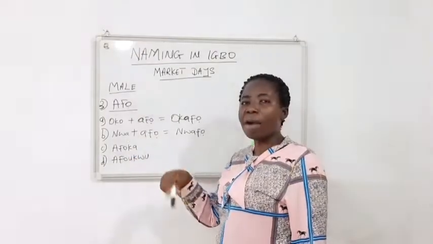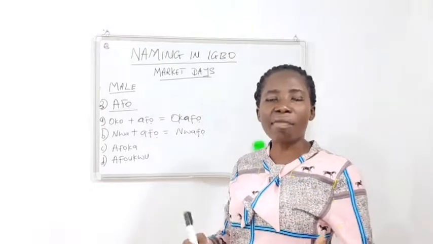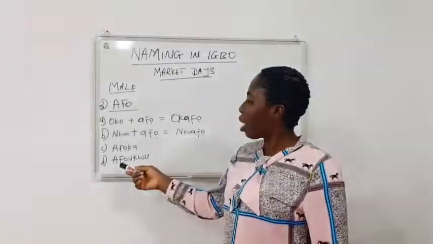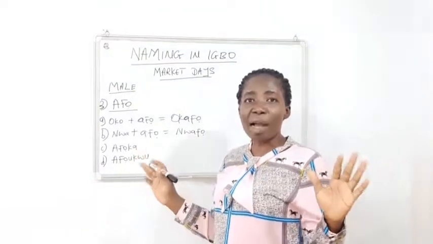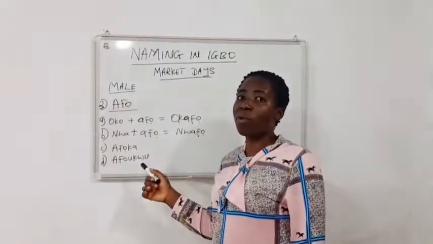Afoka. Afo is greater. Afo is bigger. Afo Uku, big Afo. Big or large Afo. That is Afo Uku.